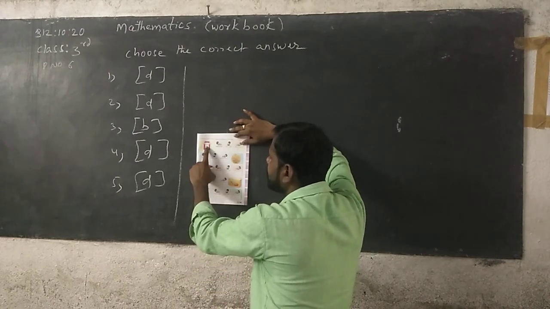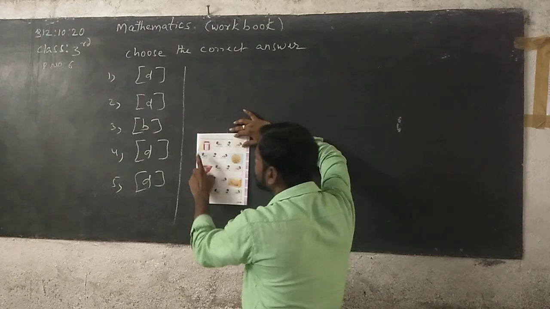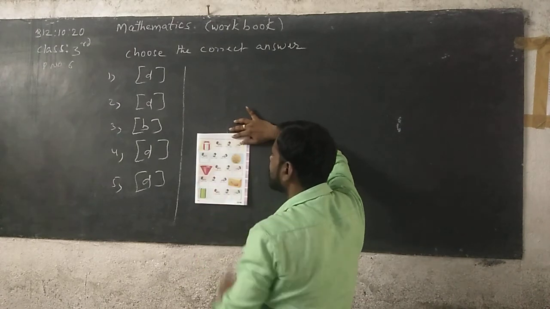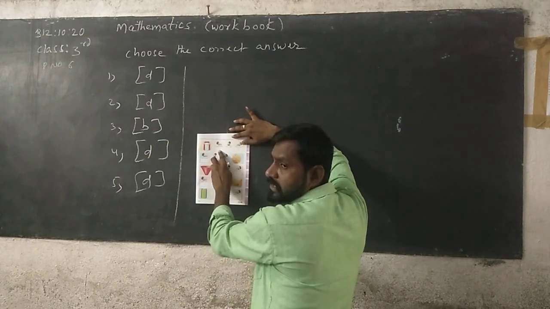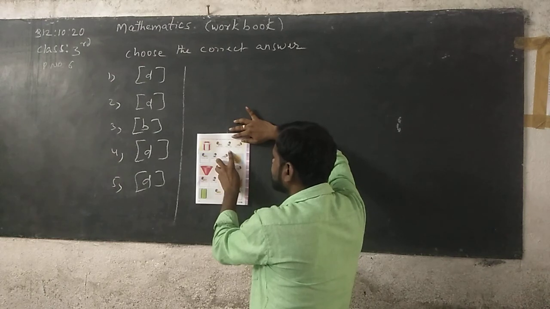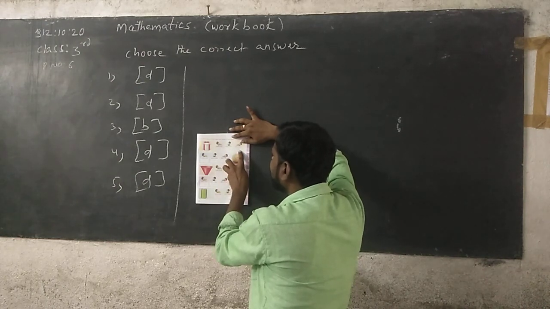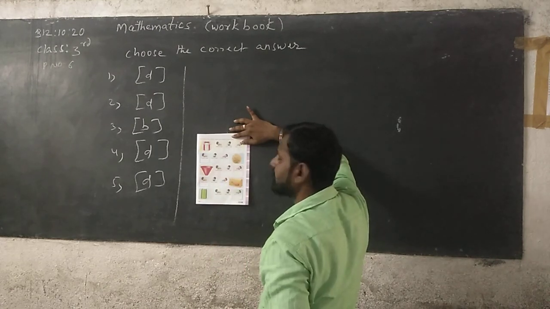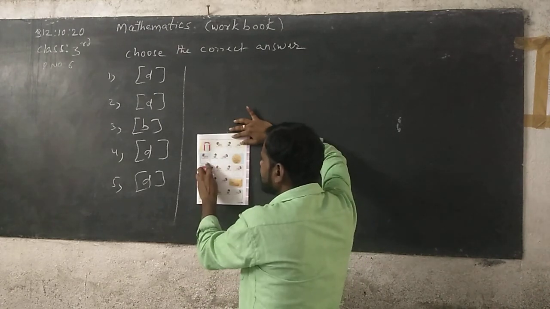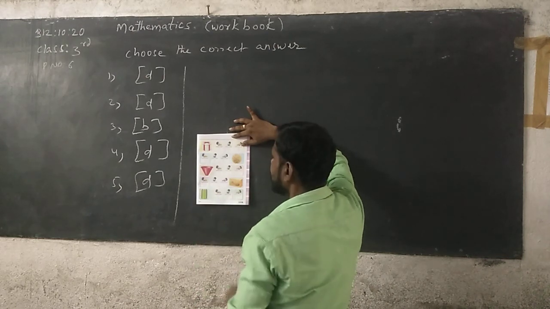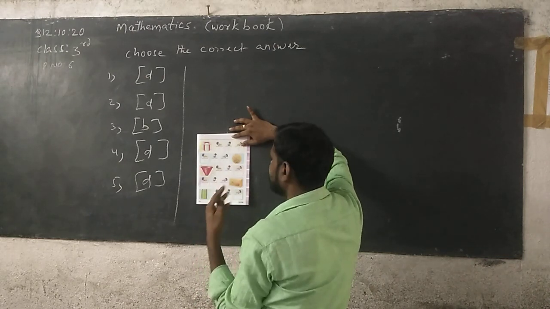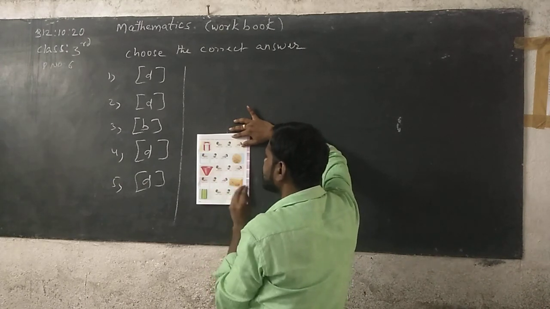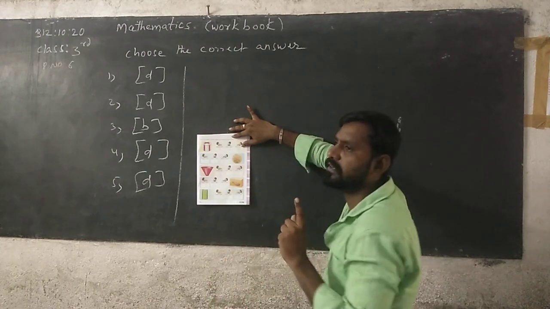First one, gift article is in the shape of cuboid. See here, in a cuboid, number of faces, how many? 6. Number of edges, how many? 12. Number of corners, how many? 8. Next one, laddu, in the shape of sphere. Number of faces, 1, curved face. Number of edges, 0. Number of corners also 0. There are no corners, no edges, only one face, that is a curved surface.